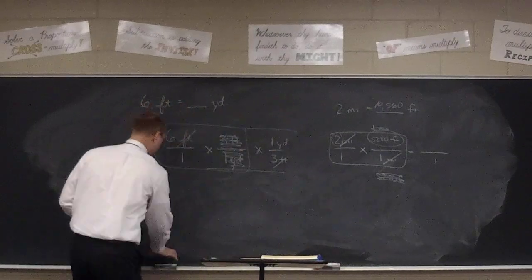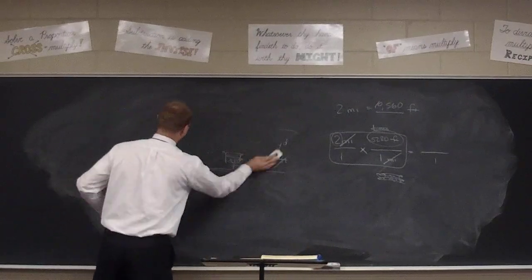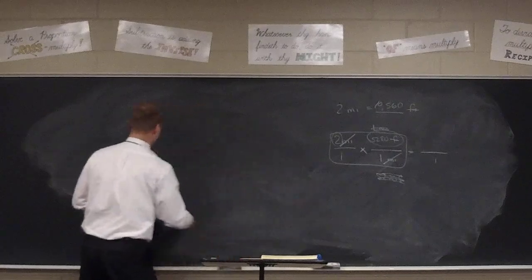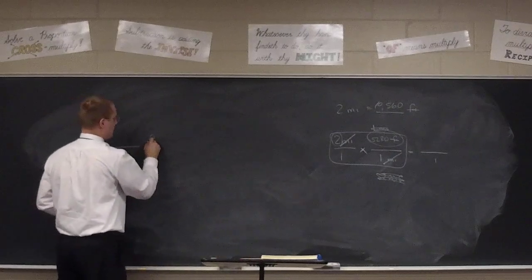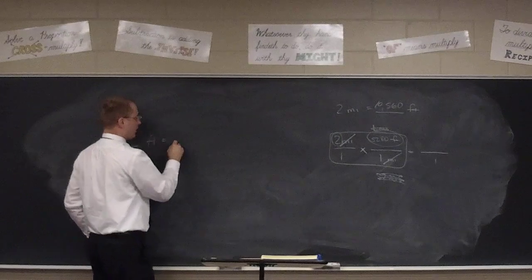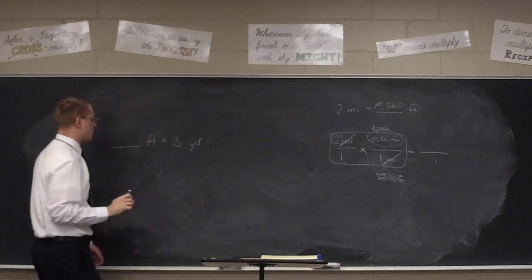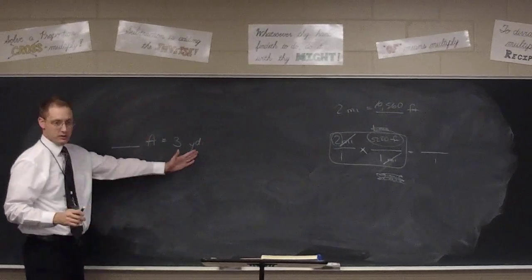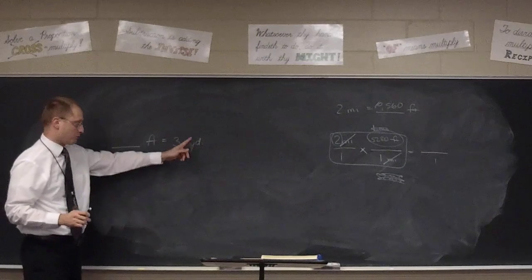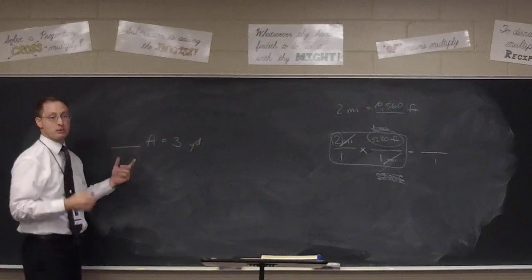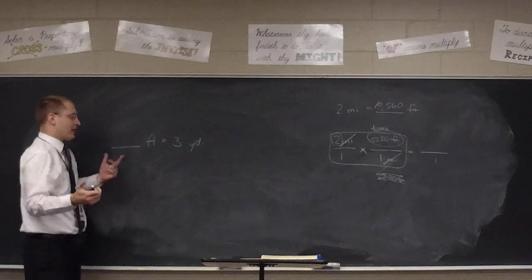The classic example that I can think of in looking back on years of looking over papers is blank feet is equal to 3 yards. And students are like, oh, I'm going from feet to yards. No, you're not. You're going from yards to what you're trying to find, which is feet, but students don't think that through. You don't have to think it through.